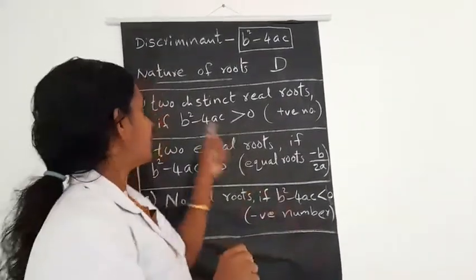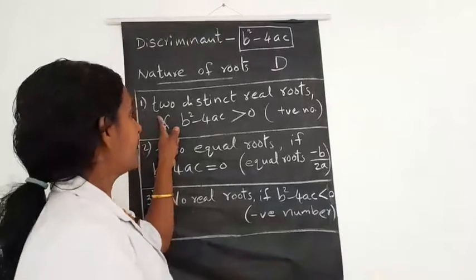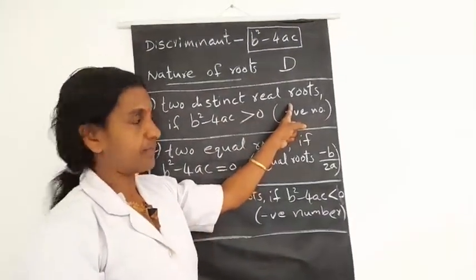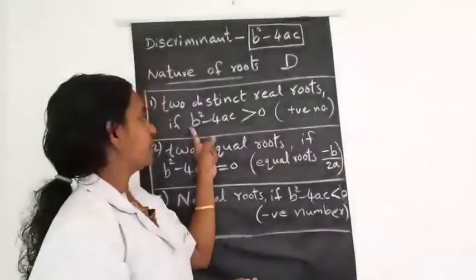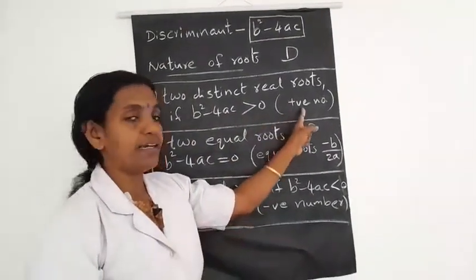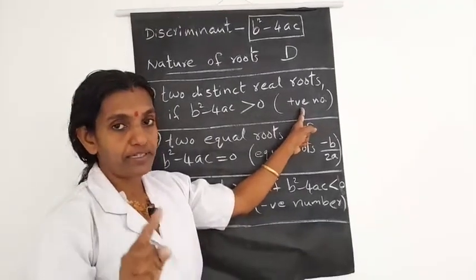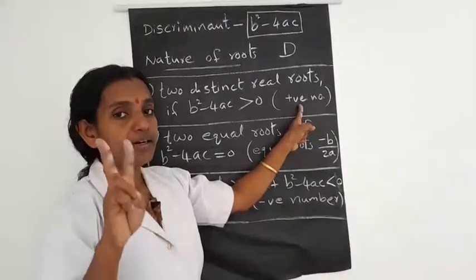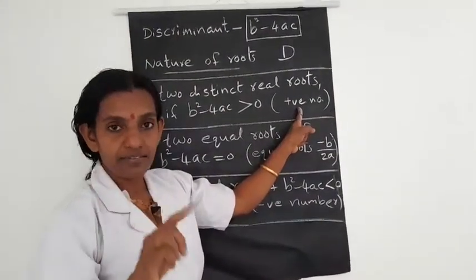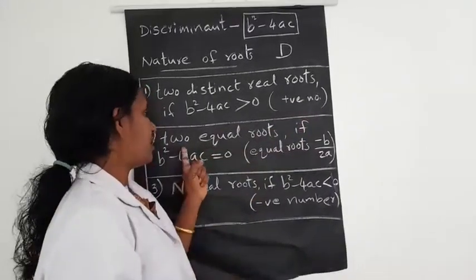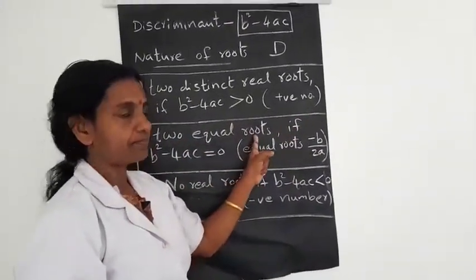Now the first condition, two distinct real roots, two separate real roots. What's the condition? b square minus 4ac greater than 0. Greater than 0 means it is a positive number. If b square minus 4ac is a positive number, we can find two distinct real roots for the given quadratic equation. Clear?